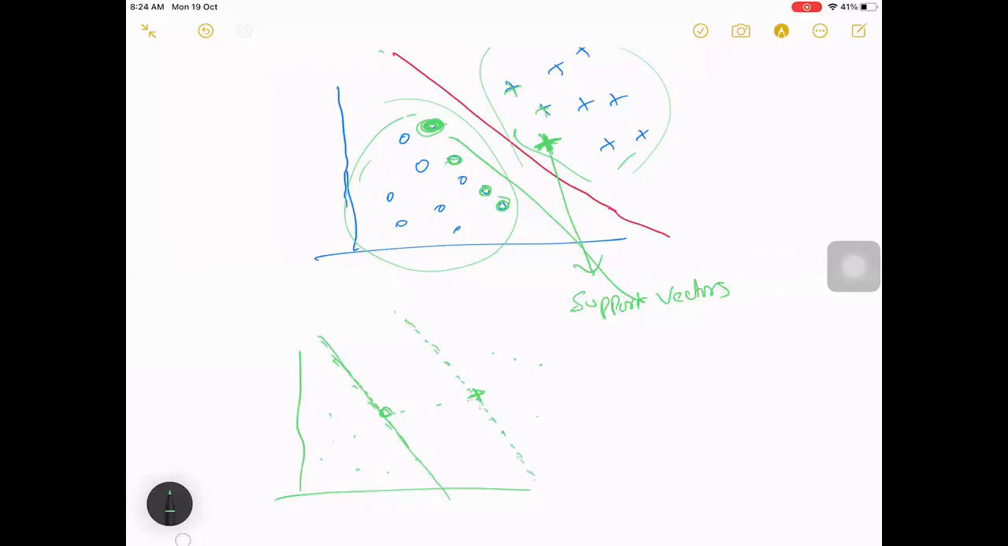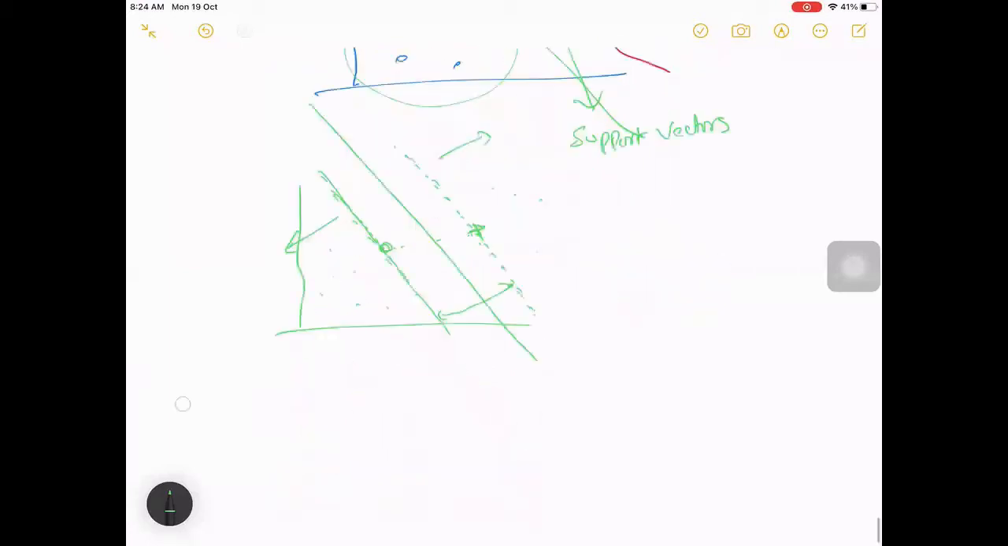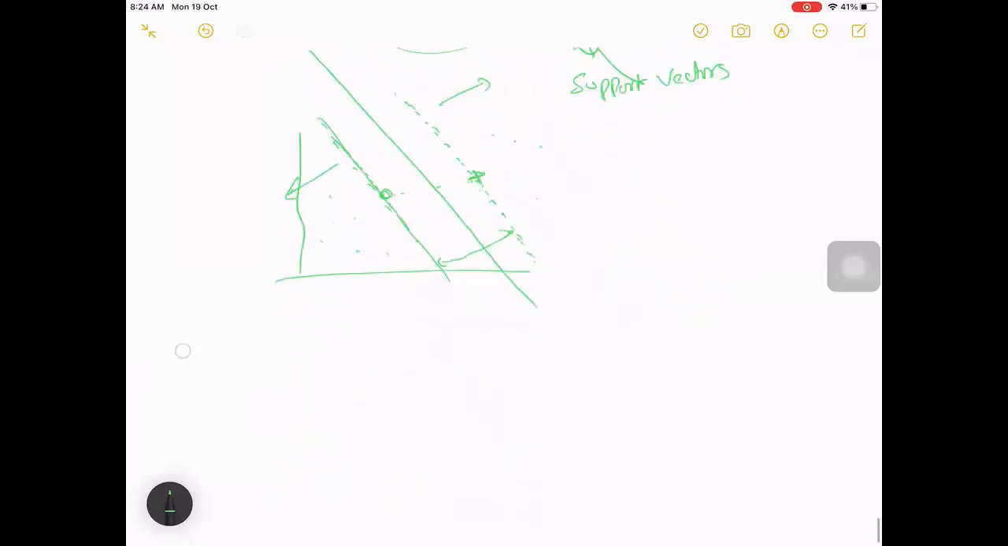All the class 0 points will be on this side, and all the class 1 points on this side. Then our decision boundary should be taken as the midpoint between these two lines. The midpoint line will be our decision boundary. This is the approach followed in SVM to find the decision boundary.